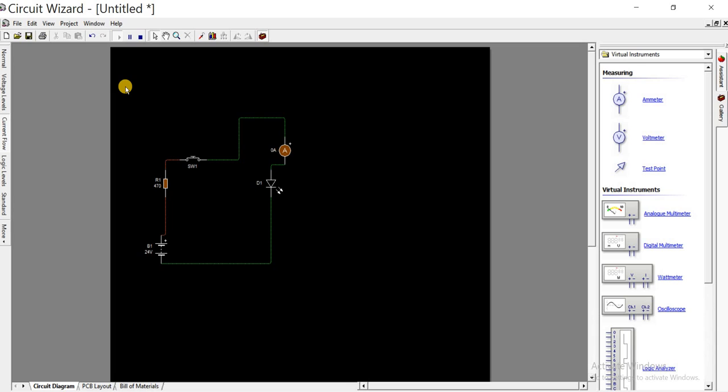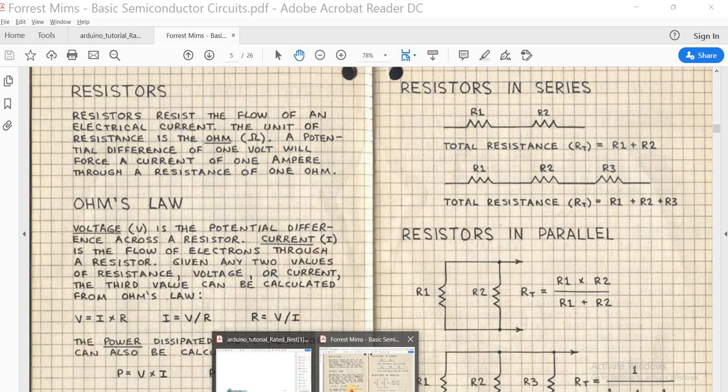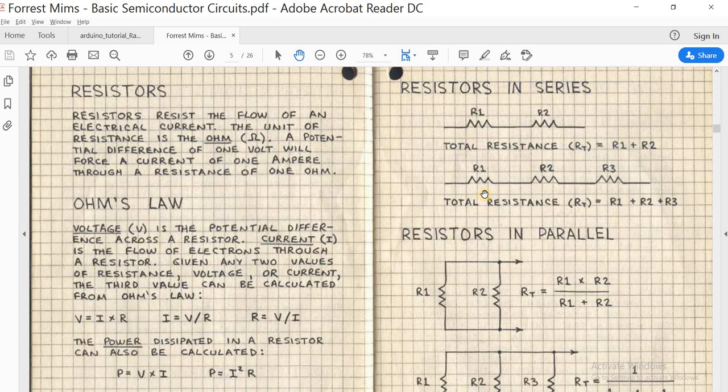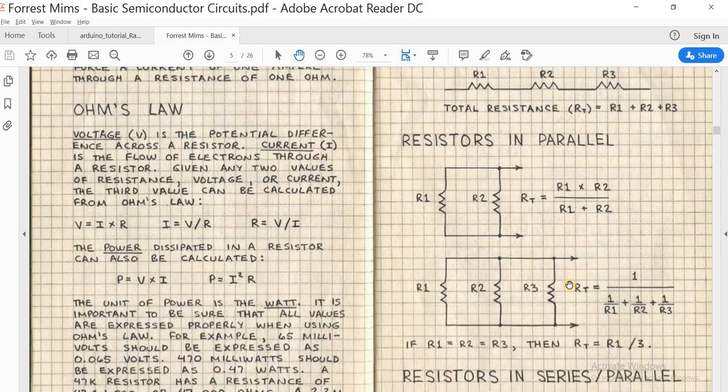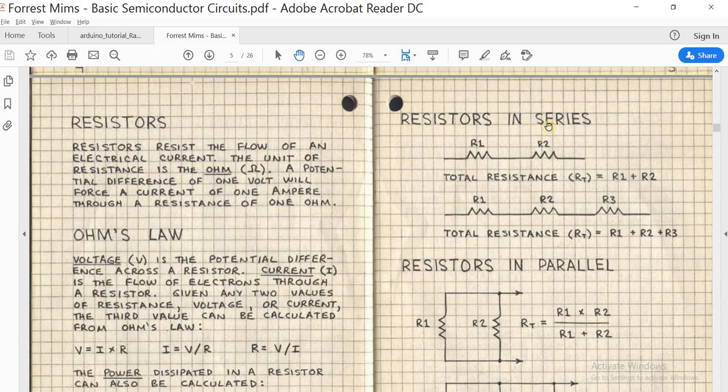So now let's move to something else. I want to explain the connections of resistors, series and parallel connections. You can connect resistors in two or three ways: you connect them in series, or in parallel, or in series and parallel. This is the series connection, and this is the parallel connection.